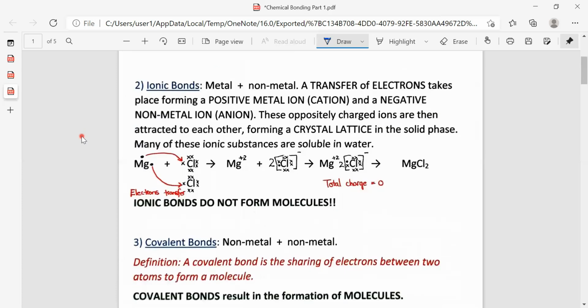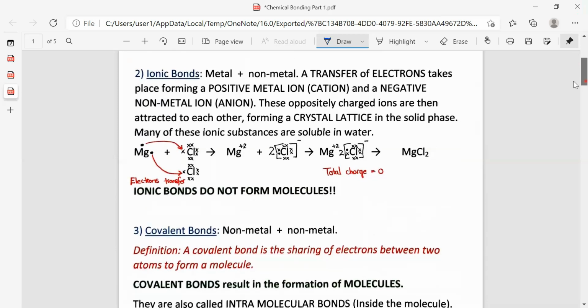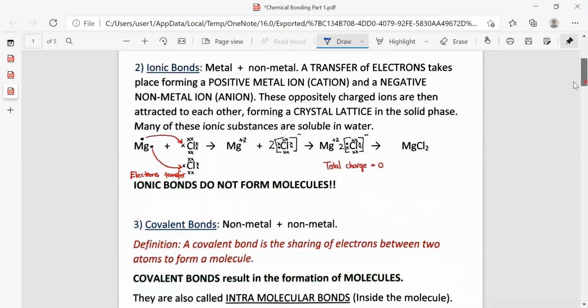The second type of bond is between metals and non-metals. That is the ionic bond. When a metal bonds to a non-metal, a transfer of electrons takes place from the metal to the non-metal. This results in a positive metal ion, which is called a cation, and a negative non-metal ion, which is an anion.